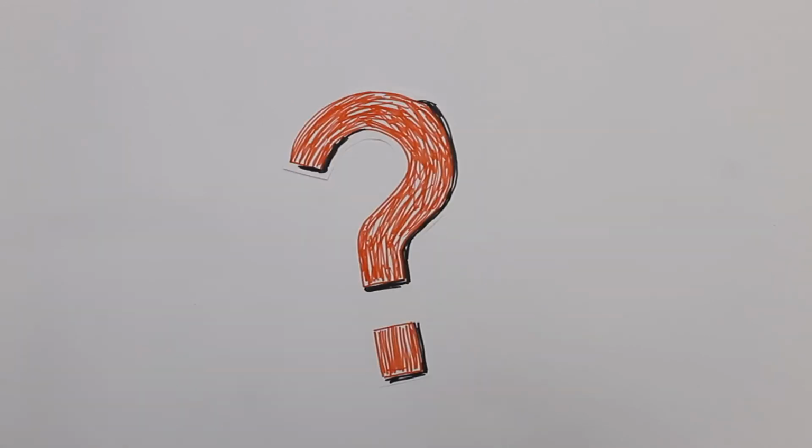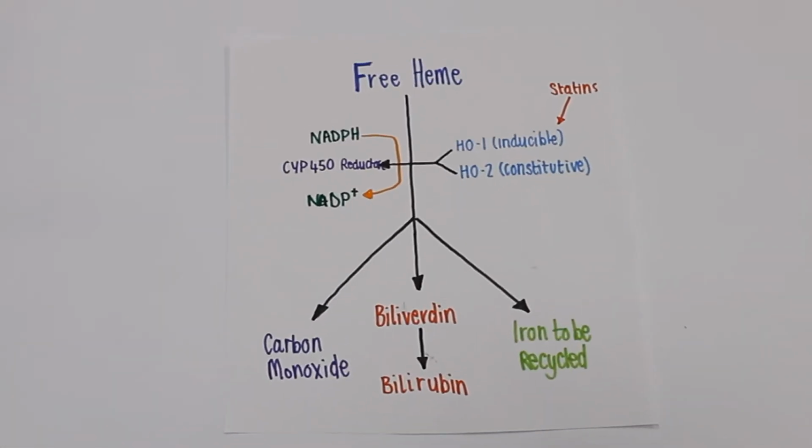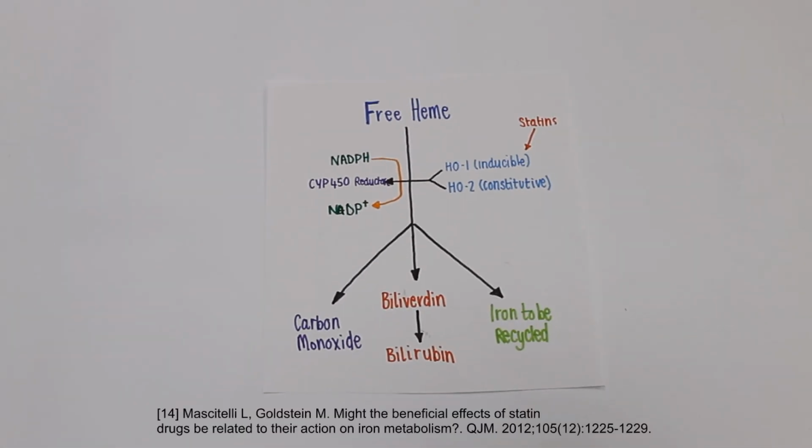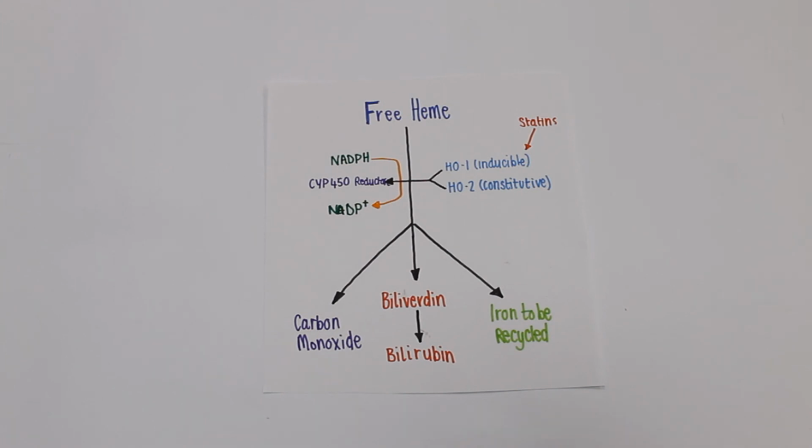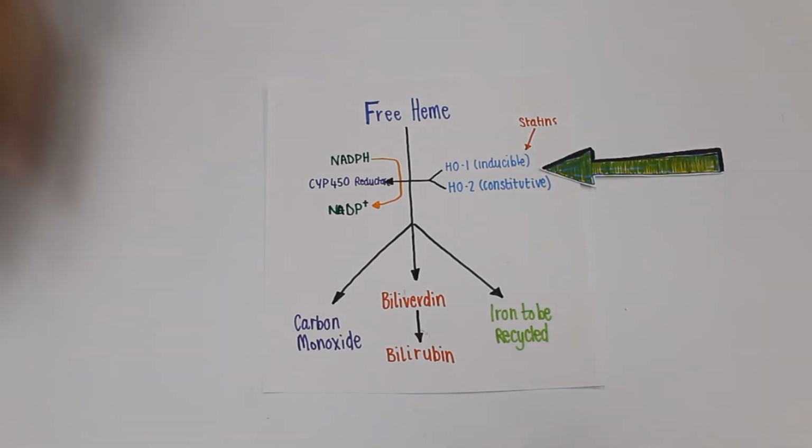Are there any other off-target side effects? Yes, the drug can also give side effects such as anemia. Heme oxygenase 1 degrades heme to carbon monoxide, biliverdin, and iron, which is recycled. Statins have been occasionally reported to induce this enzyme, ultimately reducing levels of hemoglobin in the blood. Oh, that is so interesting.